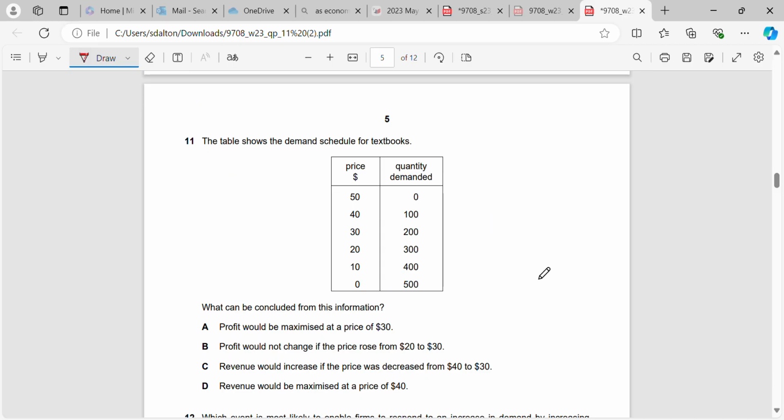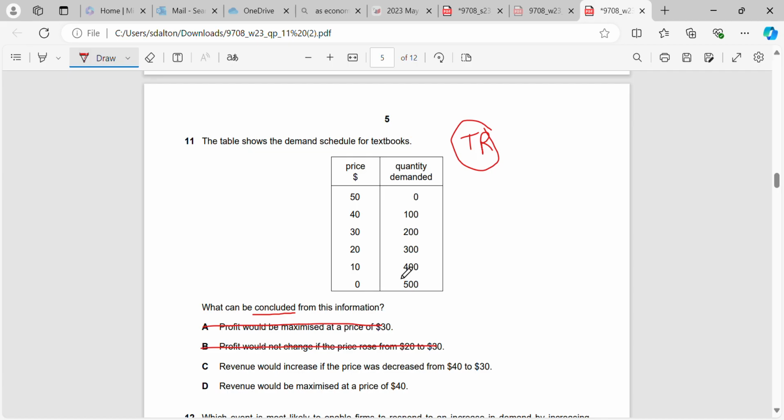Okay, the table shows the demand schedule for textbooks. What can be concluded from this information? Okay, profit will be maximized. We can't conclude profit from this, can we? Because remember, if we multiply the quantity demanded by the price, that just tells us our total revenue. We don't have any information on the cost of the firm, so we can't conclude profit from any of this info.